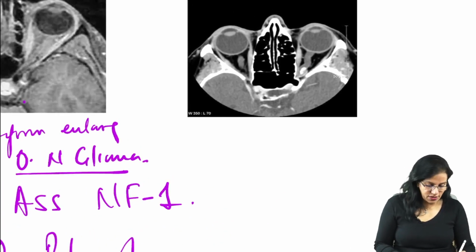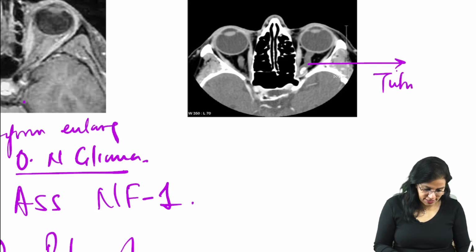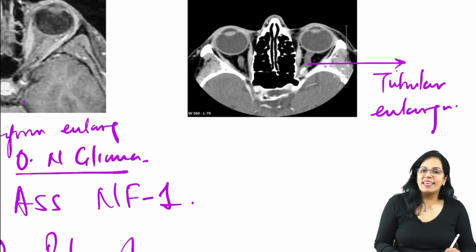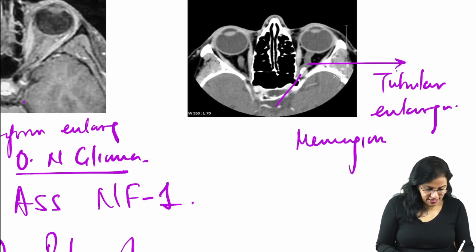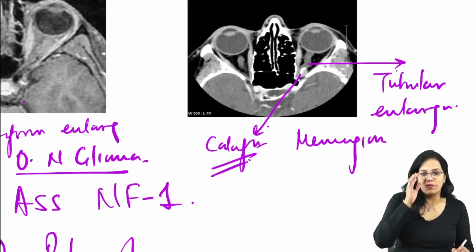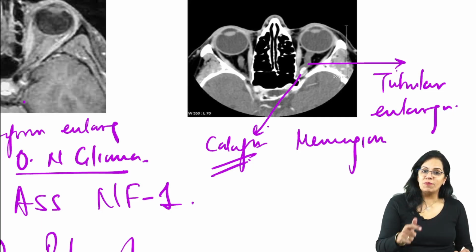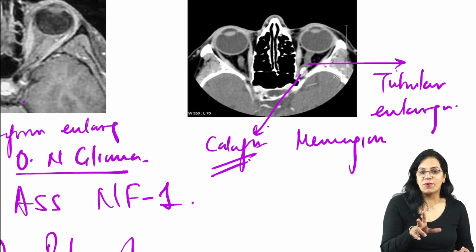We come to the next important slide here. If you see, this is your tubular enlargement, and this tubular enlargement is seen in meningiomas. And we can even see that there is a calcification here. Okay, so this tubular enlargement is a feature of meningiomas, which are more common in middle-aged females, instead of female children. That is one difference from optic nerve glioma.